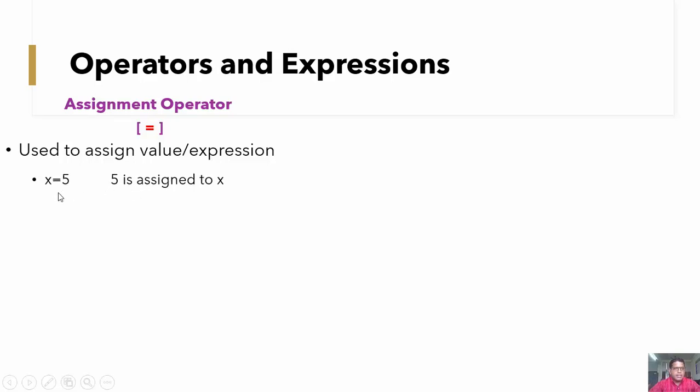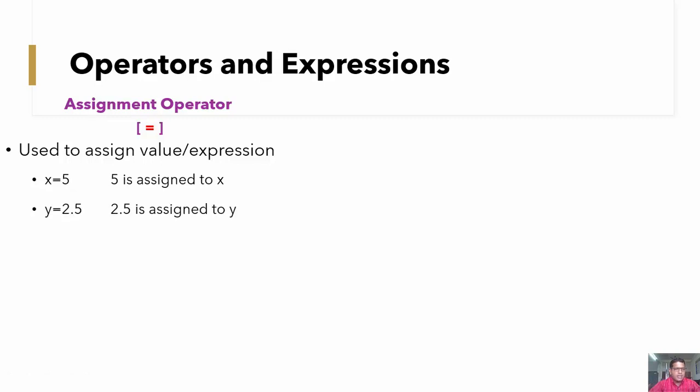Simple, consider this example. We have a variable x and value 5. With the help of this assignment operator, we are assigning this value 5 to variable x. So this assignment operator assigns the value present at the right hand side to the entity present at the left hand side. So what will happen here? At the right hand side of this assignment operator, this value 5 is present, and whatever is present on the right hand side is assigned to the variable at the left hand side.